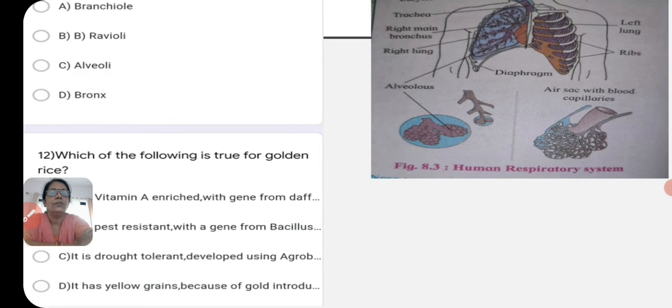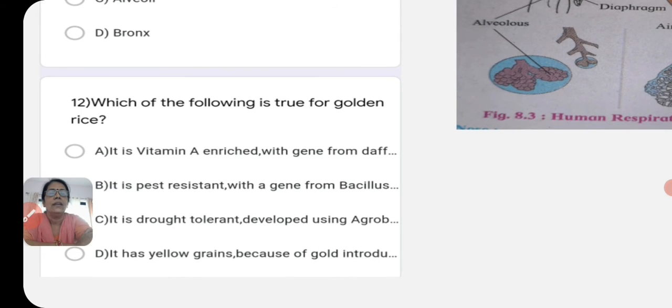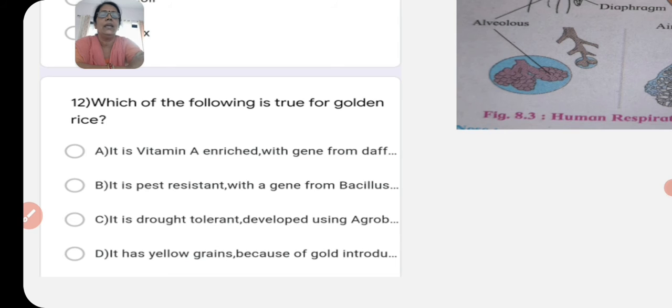Which of the following is true for golden rice? It is vitamin A enriched with a gene from daffodil. It is pest resistant with a gene from Bacillus thuringiensis. It is drought tolerant, developed using Agrobacterium. It is a yellow grain because of the gold. So your answer should be the one true for golden rice: vitamin A enriched with a gene from daffodil. So your answer should be A.